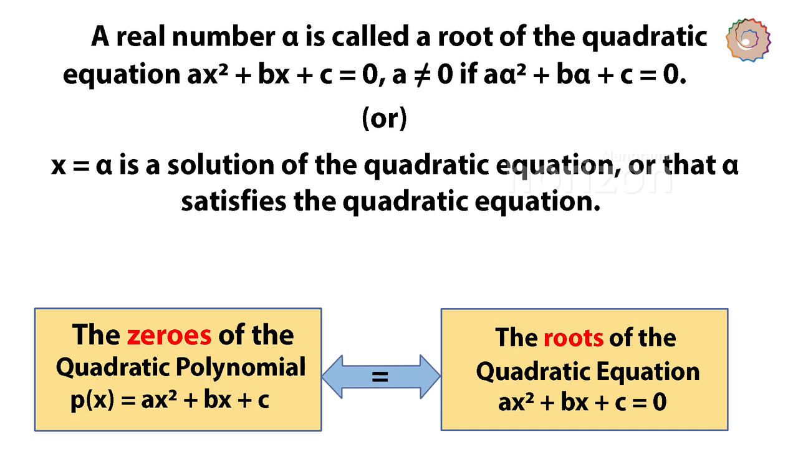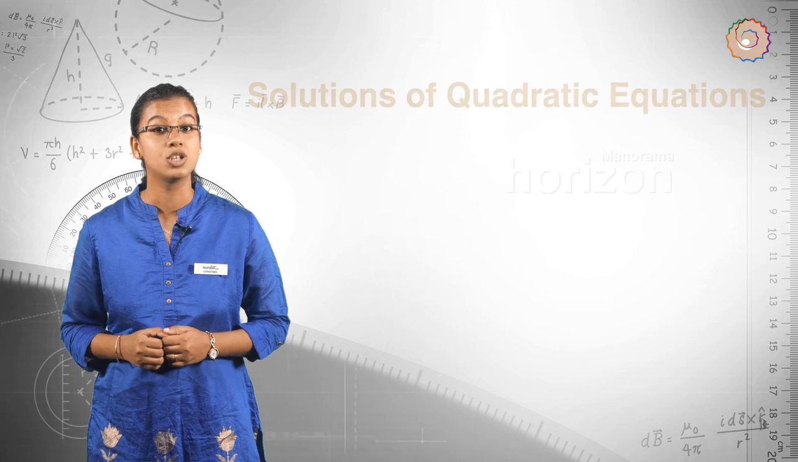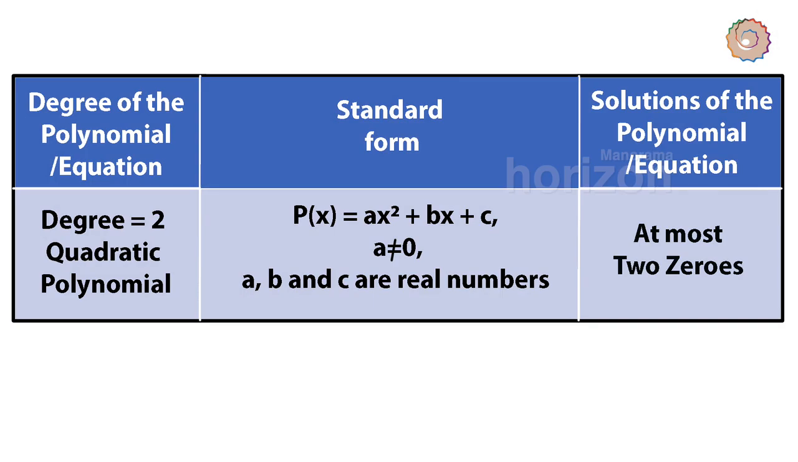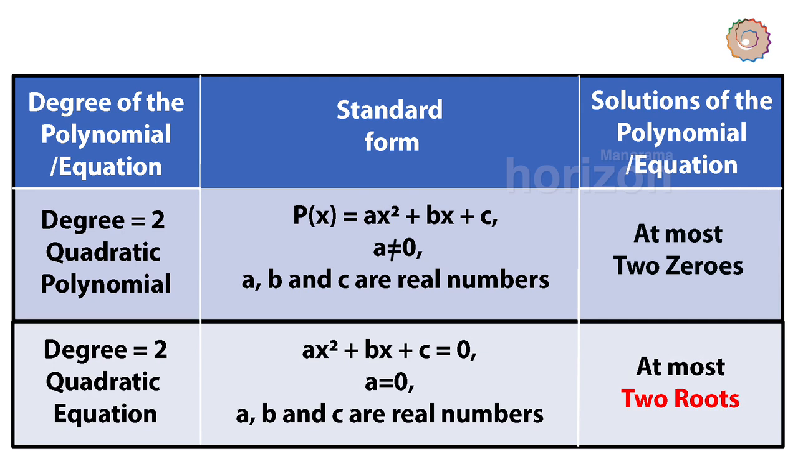Now, let's see in detail about these roots or solutions of quadratic equations. We know that since the degree of a quadratic polynomial is 2, it will have at most 2 zeros. In the same way, for a quadratic equation, as its degree is 2, we can have at most 2 roots. Now, how can we find these solutions?